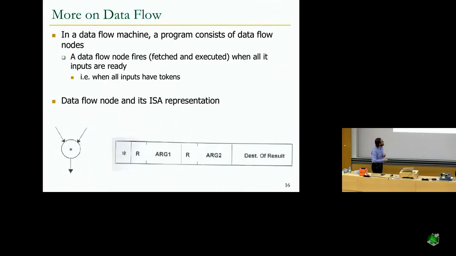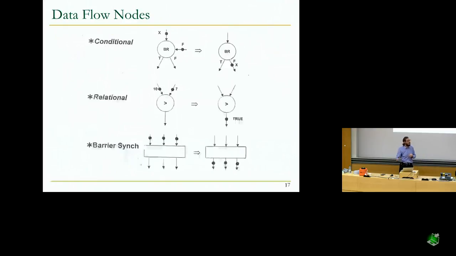In a data flow machine, a program consists of data flow nodes. A data flow node fires, it's fetched and executed, when all its inputs are ready, when all its inputs have tokens. So we call the input having tokens when the input is ready. And this is one example ISA, instruction set architecture, representation of a multiplication. You have the opcode, you have the first argument, whether it's ready or not, you have the second argument, whether it's ready or not, and you have the destination of the result, the address of the instruction, and where it resides, essentially. I'm not going to go over this in detail, but you can build a complete program using a collection of these nodes. I just showed you multiply, add is very similar, but this over here is a branch, right?